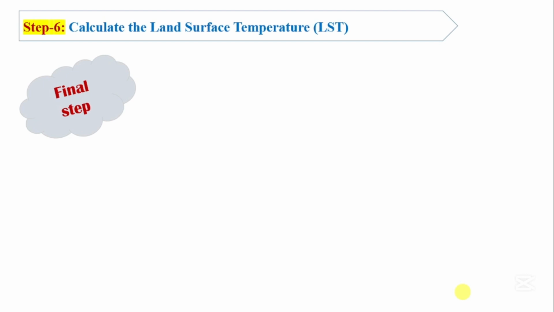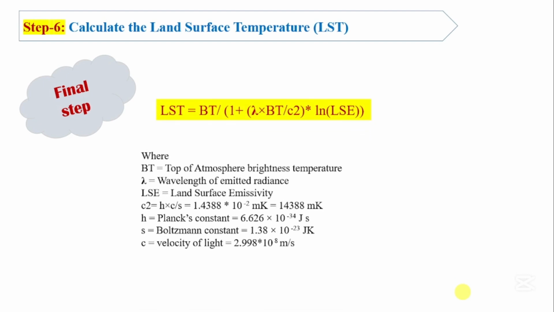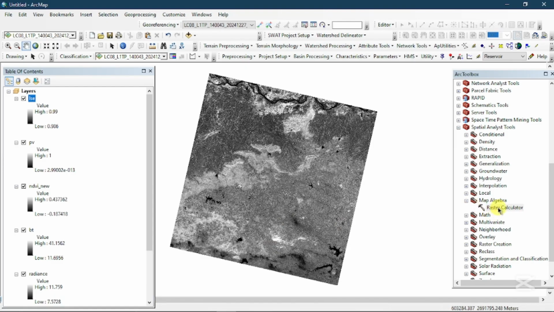And the final step is calculation of the land surface temperature, or LST, and this is the equation. LST equals BT divided by 1 plus bracket, within the bracket, lambda into brightness temperature divided by C2 into natural log of land surface emissivity. And these are the explanations of the abbreviations used in the equation. So let's perform it. So just again open the raster calculator.